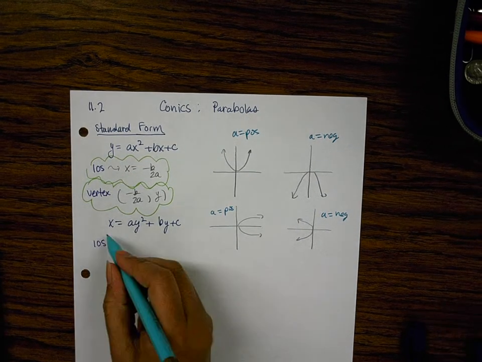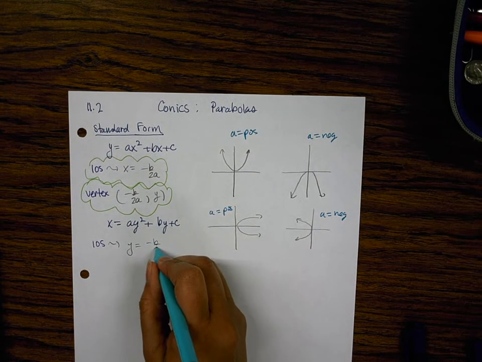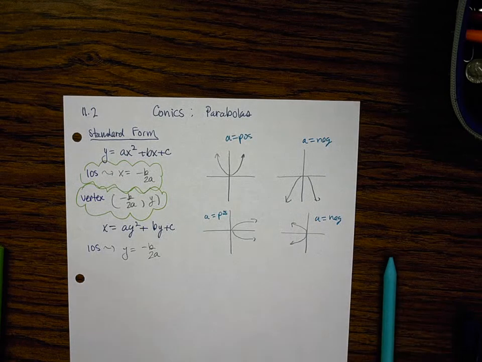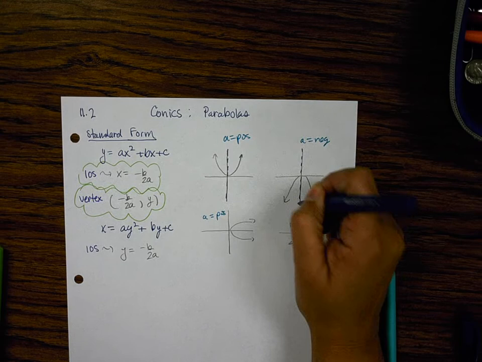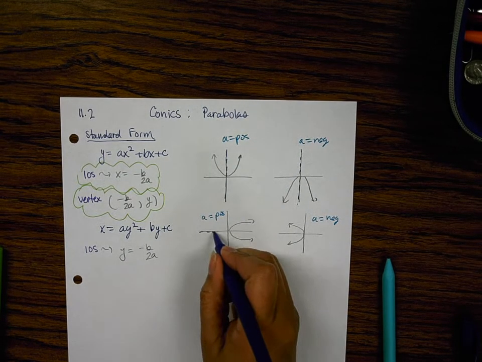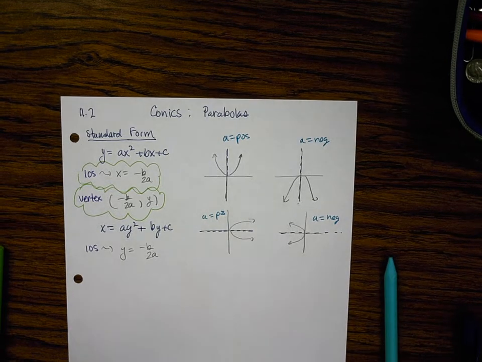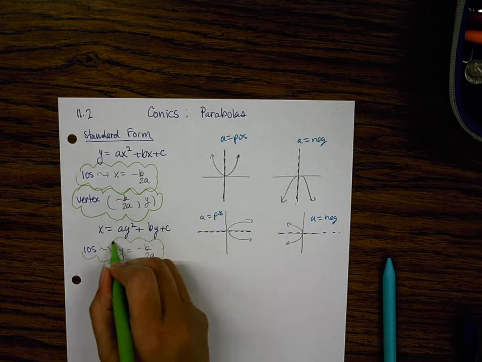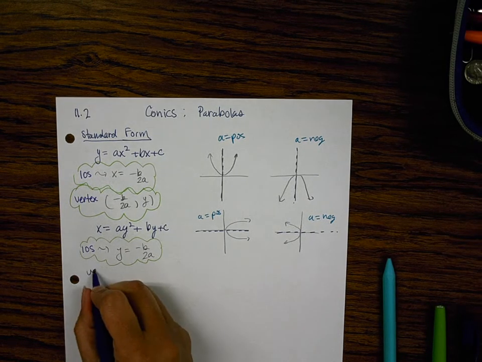And the LOS, the line of symmetry or the axis of symmetry, instead of x equals, it's going to be y equals, still negative b over 2a. It's x equals in the first two because your line of symmetry will always be vertical, which is always an x equals equation. And on sideways parabolas, your axis of symmetry is always horizontal, which will always be a y equals equation.